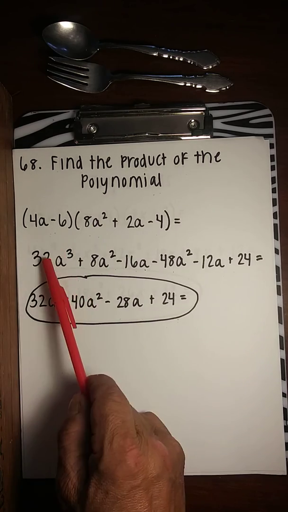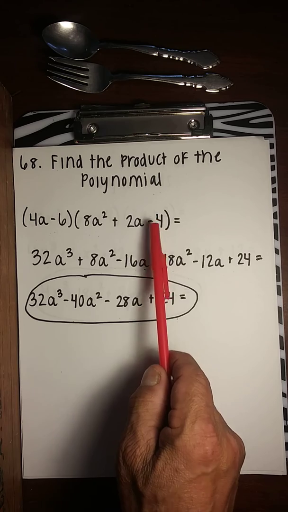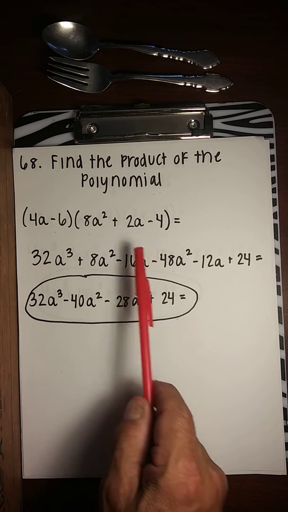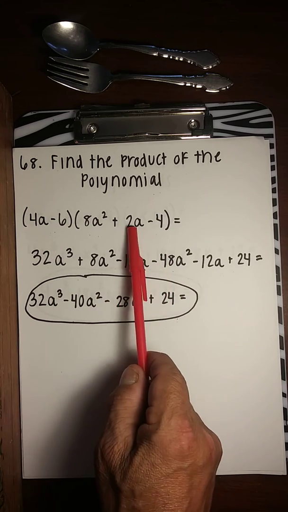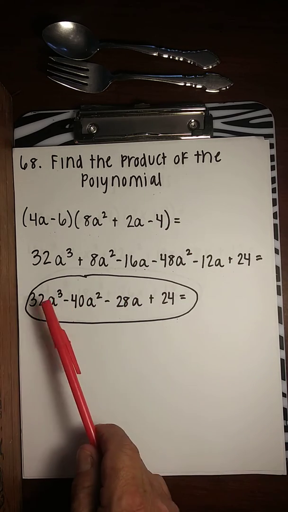4a times that is 32a cubed. 4a times that one is 8a squared. 4a times that one, 16a. Negative 6 times that, negative 48a squared. That times that one, minus 12a. And the last times the last is a positive 24.